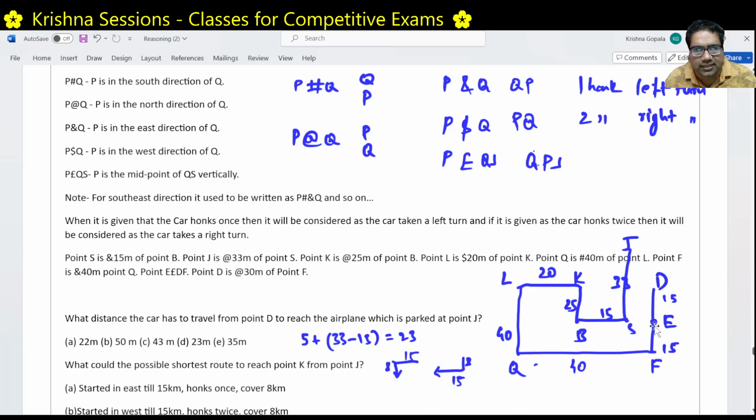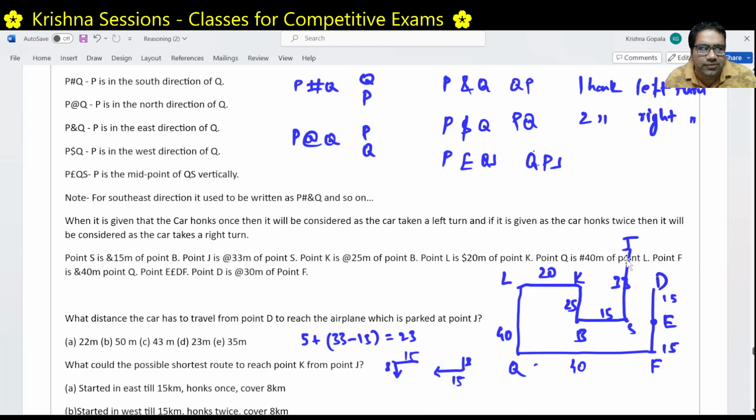So, basically, S and E are exactly at the same line. That means when D reaches this line, this part will exactly be 15. What does that mean? 33 minus 15 is this part of the distance, right? So, it has to take a right turn and travel for 33 minus 15. So, for D, it has to go left and travel for 5.